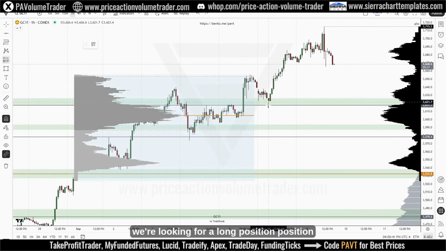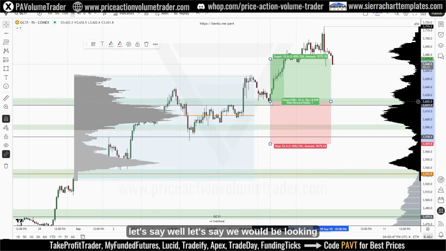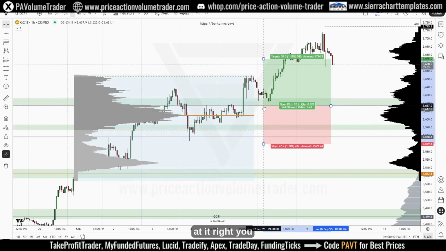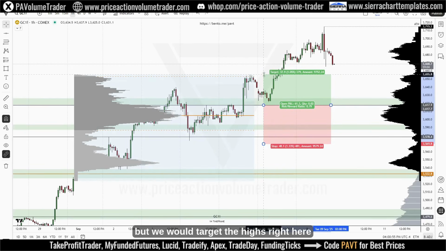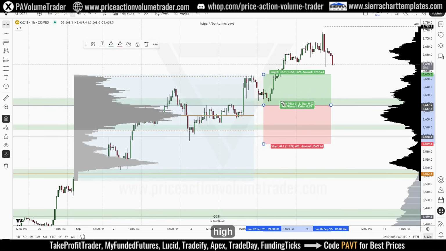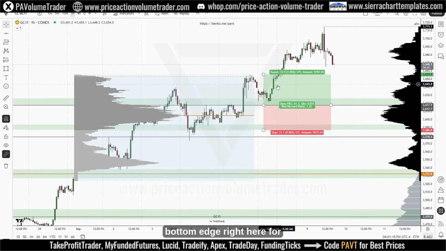If we're looking for a long position, let's say we would be looking at it right over here, which did not actually test, but we would target the highs right here. And the stop loss, in this case, since we are looking to enter on this retest and we do have this high volume node here, can go just beyond the bottom edge right here.